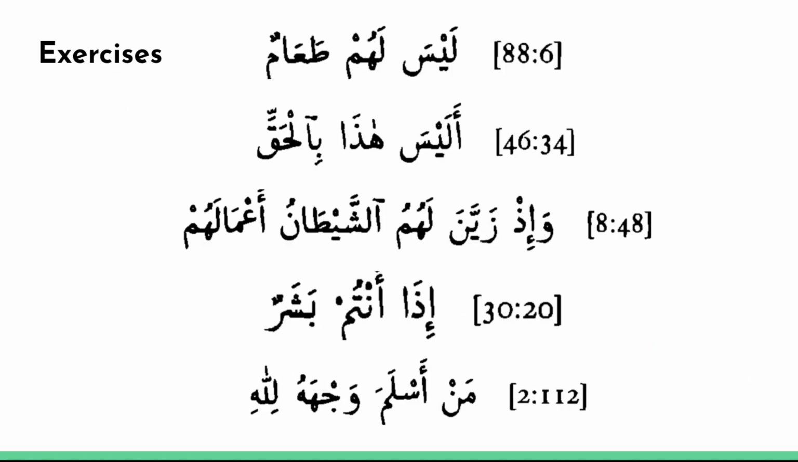Alright, and that's it for today's lesson. So we've seen 4 words in Arabic, and we've seen the grammatical rules that apply to each of them. So now let's do a few examples from the Quran.